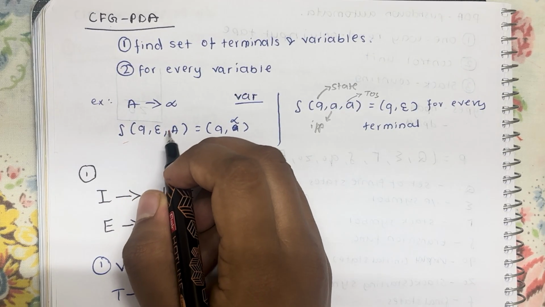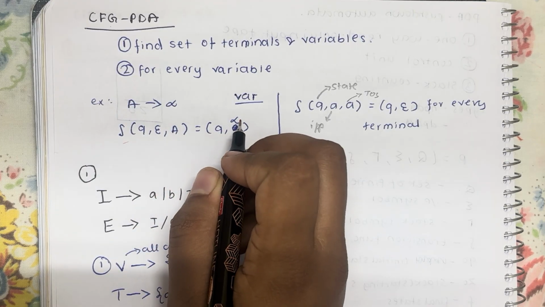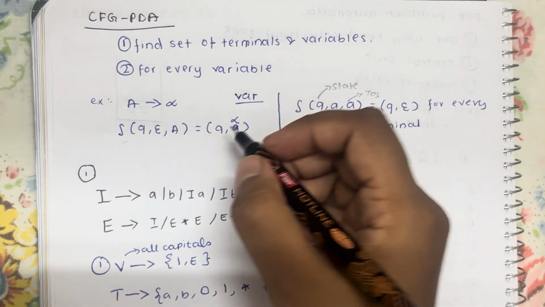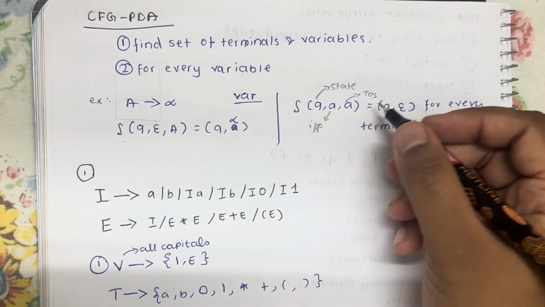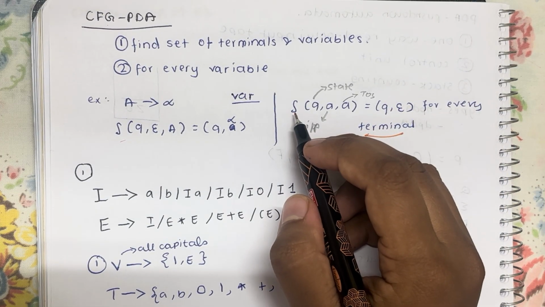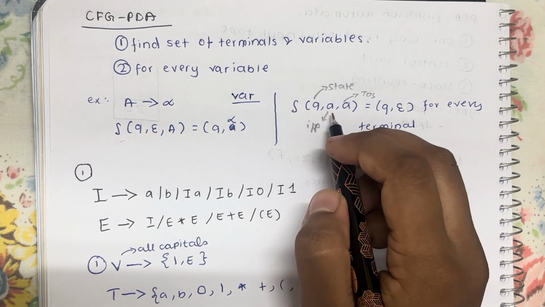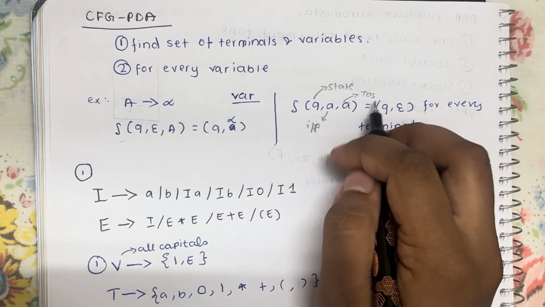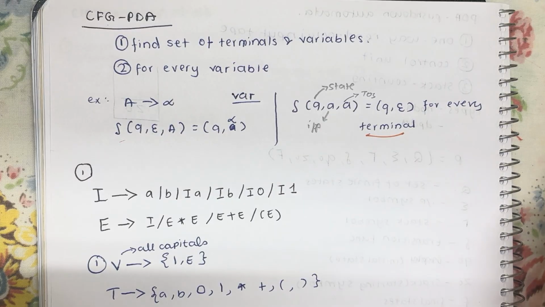Delta of Q, epsilon, A is equal to Q, alpha. And then this is for terminals: delta of Q, A is equal to Q, epsilon. So it's very, very easy.